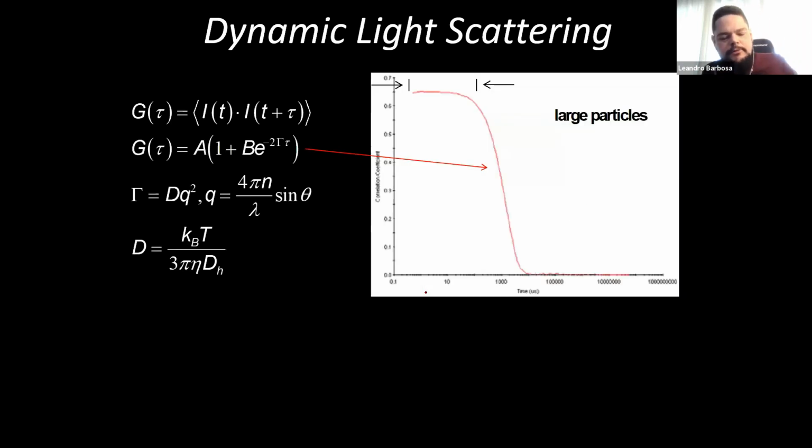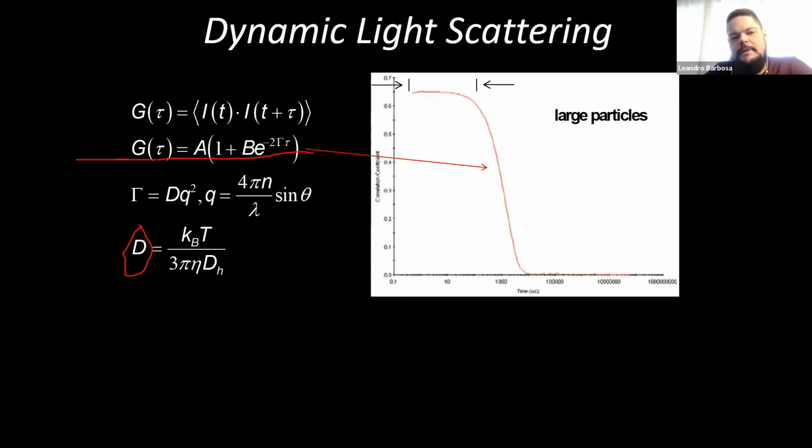And this is what most of these equipments perform for you. You get the self-correlation function, and then you make some assumptions that you have just this diffusional movement taking place. If you have this kind of behavior, it's possible to make a fitting of the self-correlation function, and then you get the information of your translational diffusion coefficient. This is the final measurement that you have.